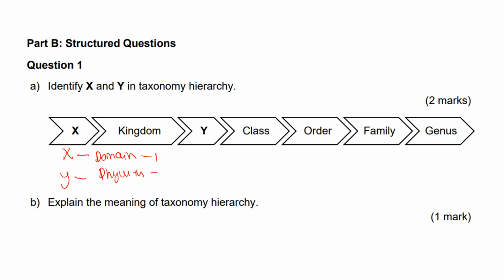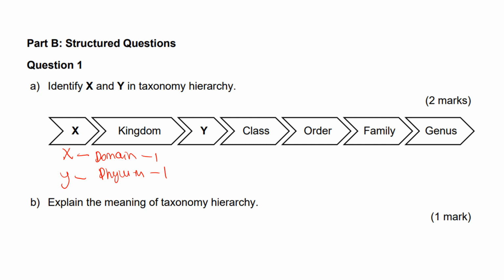1 mark. So domain, basically there are three domains, which are the eukarya, the bacteria, and the archaea. Basically, the domains bacteria and archaea are prokaryotes, and as for the domain eukarya, they are obviously eukaryotes.